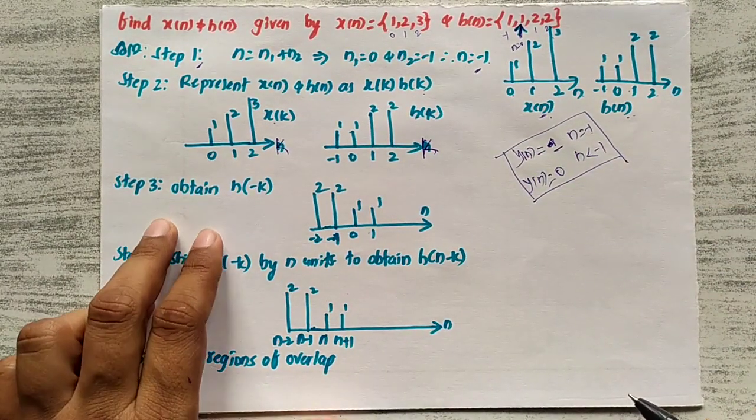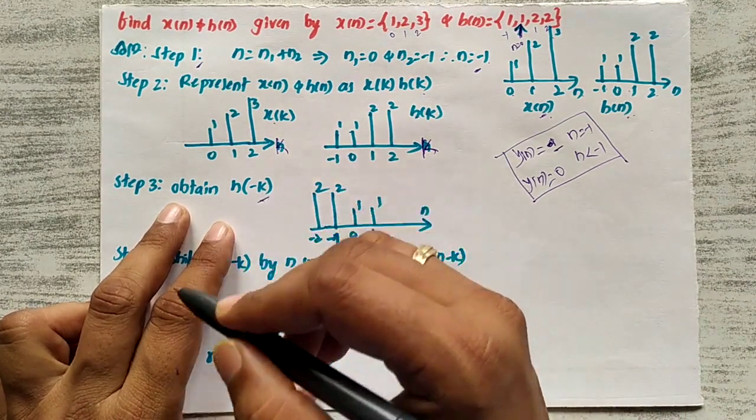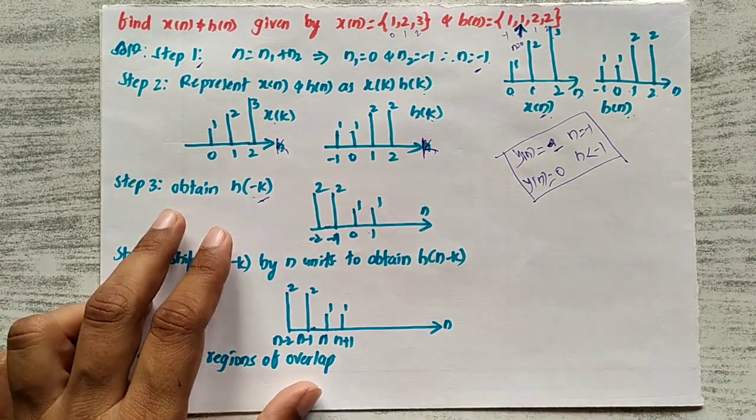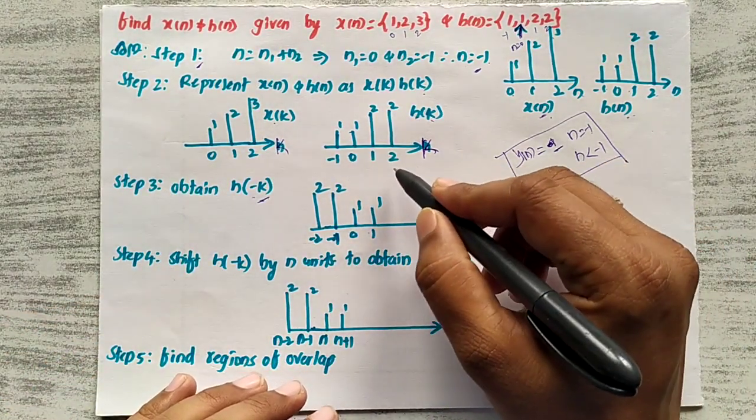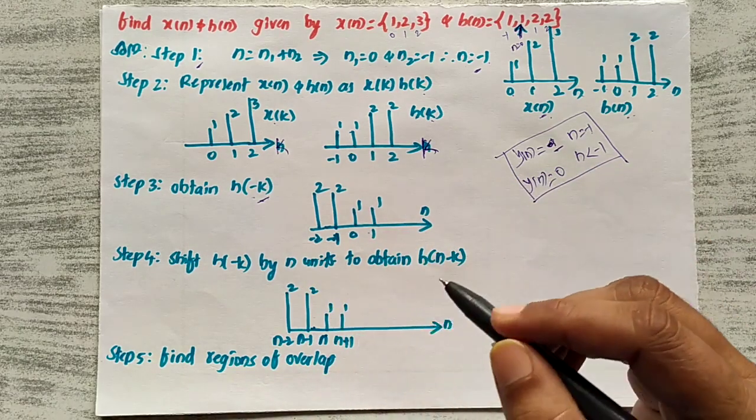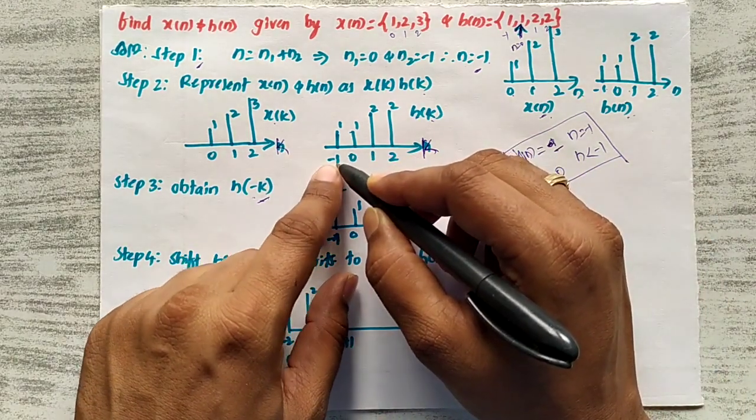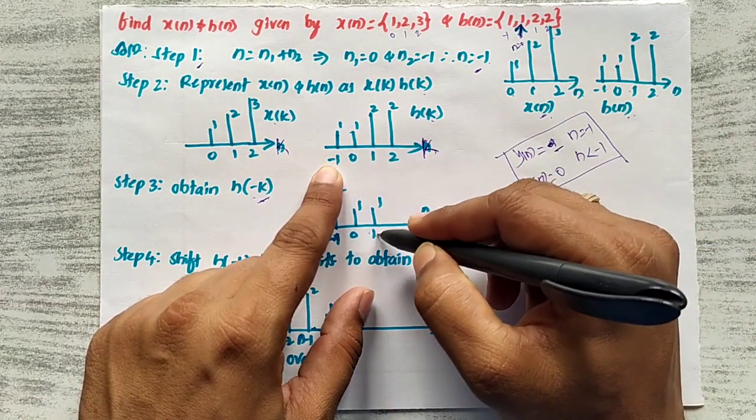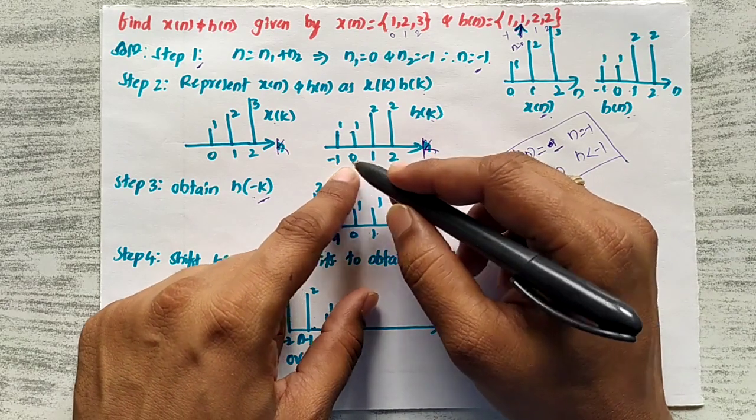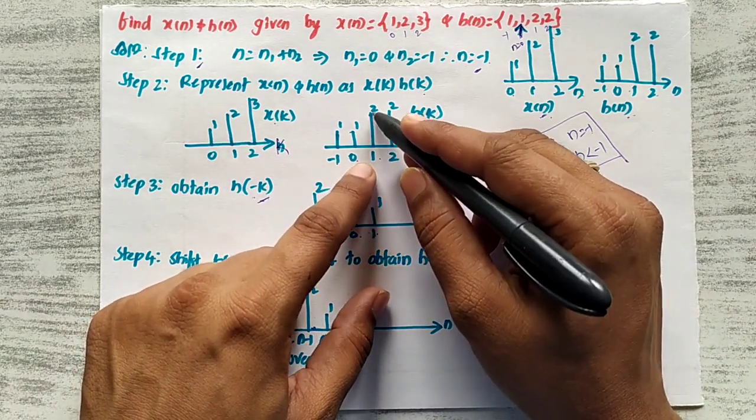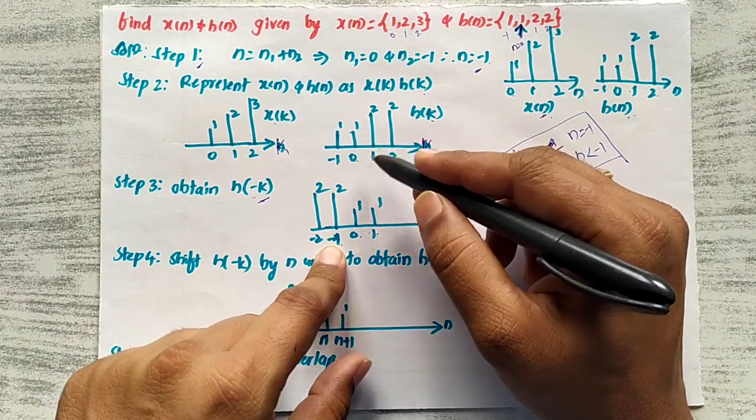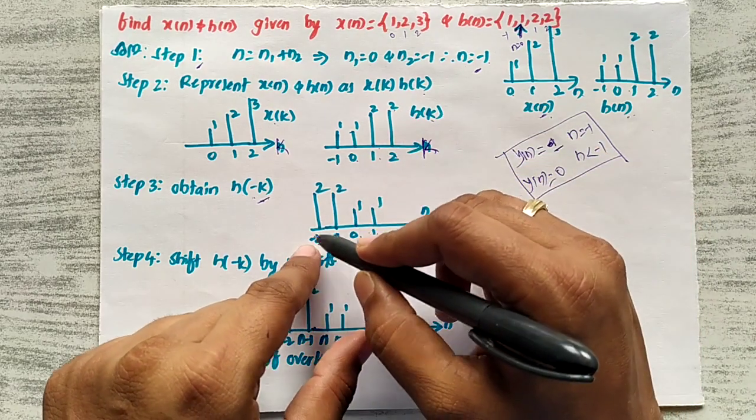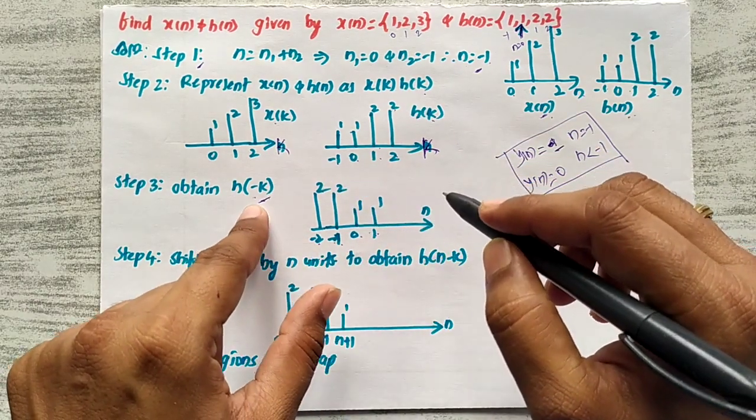Okay, now what is the third step? Obtain the time reversal of h of k, that is, h of minus k should come. So what is this time reversal? Whatever the values of indices are there, they will be negated. So here it is minus 1; negating it gives plus 1. So whatever we have at minus 1, we will have it at 1. Similarly at 0 it is 0 only. At 1 we had 2; here it will be at minus 1, negation of 1 is minus 1, and here amplitude 2 will come. At 2 we had 2, so at minus 2 we will have 2. This is h of minus k.